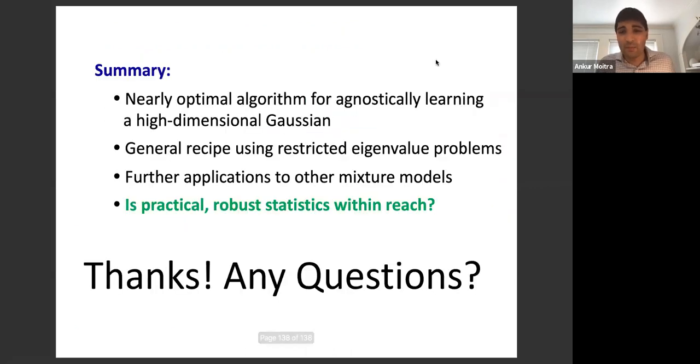So I'll stop there, but let me summarize what I hope you got out of the talk, at least in the time where my daughter didn't interrupt me. So what I hope you got out of the talk was that I introduced robust statistics, how these problems are set up. And I talked about high dimensional robust statistics, and I gave you the first polynomial time algorithm for agnostically learning a high dimensional Gaussian. I gave you a general recipe for being provably robust, which uses restricted eigenvalue problems. And I'm going to close with the last question, which is: is practical robust statistics within reach? So thanks for your attention, and happy to answer any questions you might have.